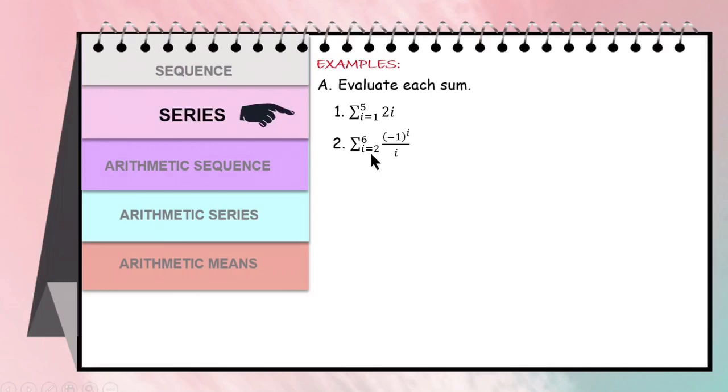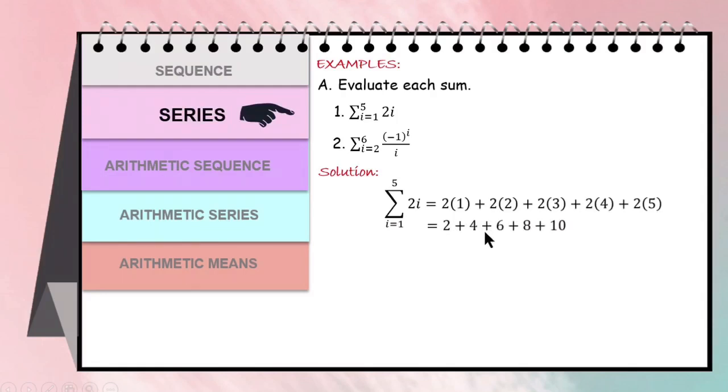Examples. Letter A. Evaluate each sum. Number 1. The sum of 2i as i goes from 1 to 5. The lower limit is 1 and the upper limit is 5. That means we need to replace i with 1 to 5 and simplify to get its sum. So we have 2 times 1 plus 2 times 2 plus 2 times 3 plus 2 times 4 plus 2 times 5. Simplify, we have 2 plus 4 plus 6 plus 8 plus 10, which is equal to 30. So the sum of 2i from 1 to 5 is equal to 30.